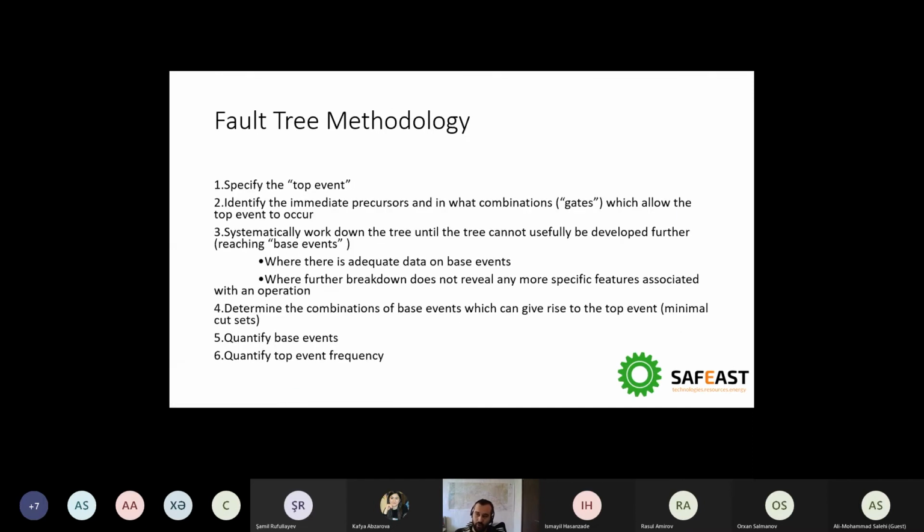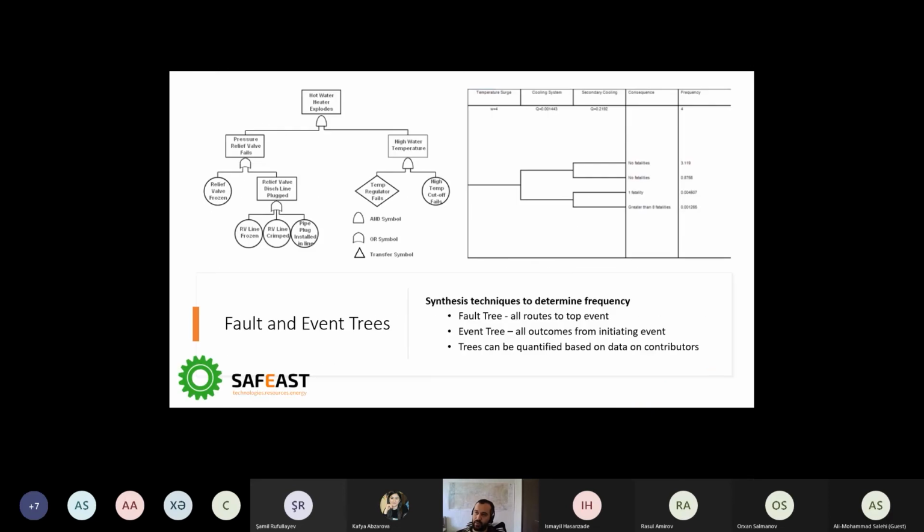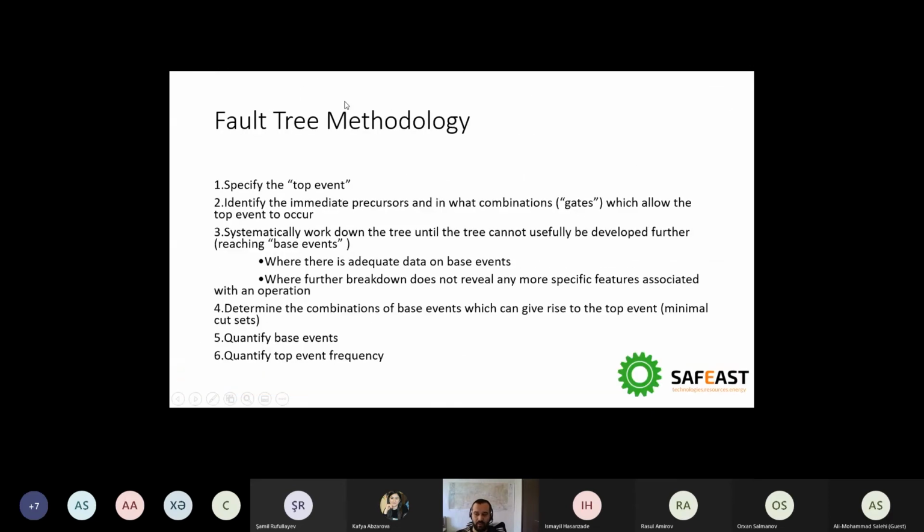So in terms of the actual method itself, the fault tree methodology: as I said, first you need to specify the top event. What's the event you are looking for? In that example, we are looking at a hot water heater explosion, but it could be anything you can think of. Say you are driving a car, and let's say your top event is the car failing on the road when you go somewhere.